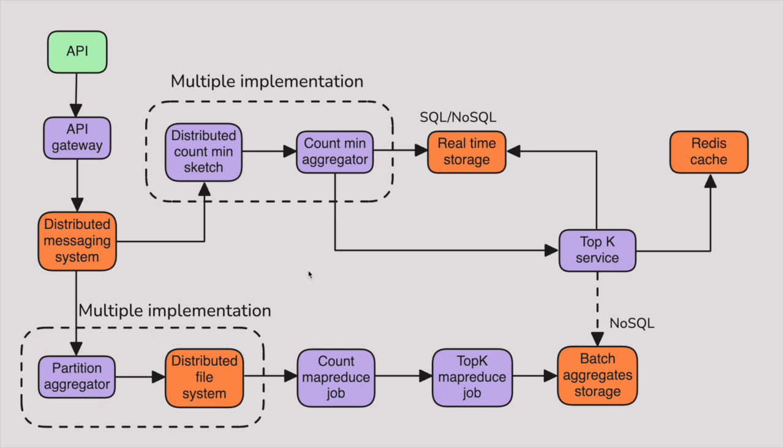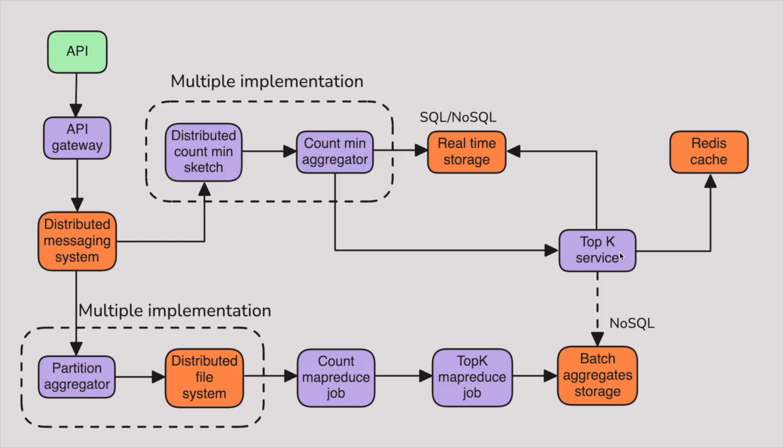And when we talk about the batch, we'll talk about a different way we can aggregate and compute the counts of specific events, as well as different MapReduce jobs that can compute the top K items in advance, and how we can aggregate and reconcile the real-time aggregates with the batch aggregates and provide the top K items to our client based on the time frame.